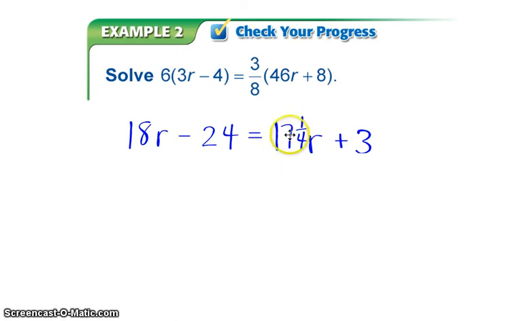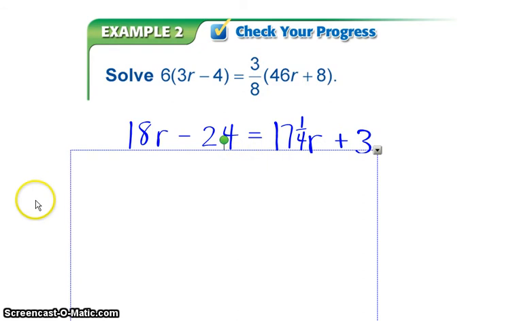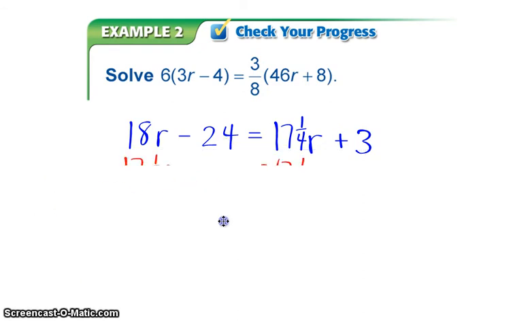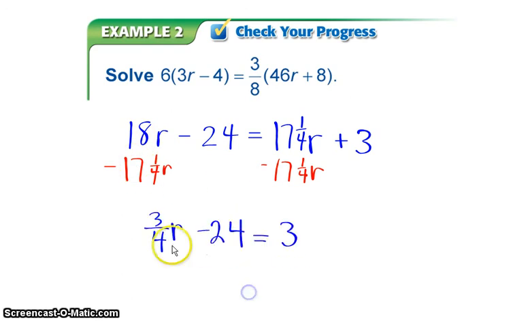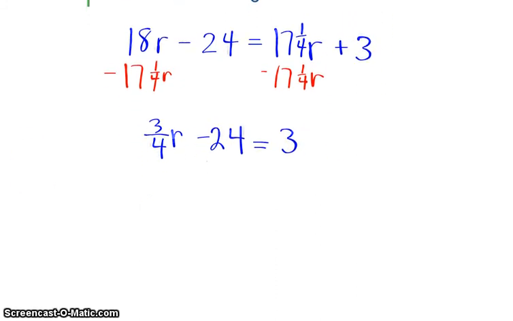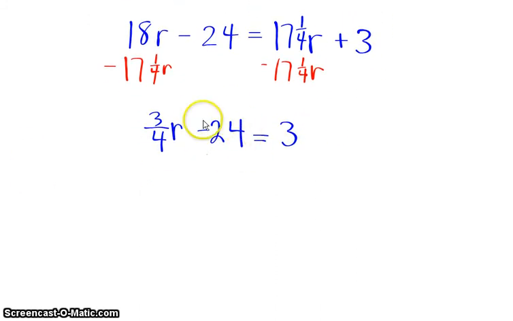Then let's go ahead and concentrate on our variables here. Since this is a positive 17 1/4 r, I'm going to subtract 17 1/4 r. So 18 minus 17 1/4 is 3/4 r. Minus 24, and then over here what we have left is 3. Okay. So now let's get rid of our minus 24.